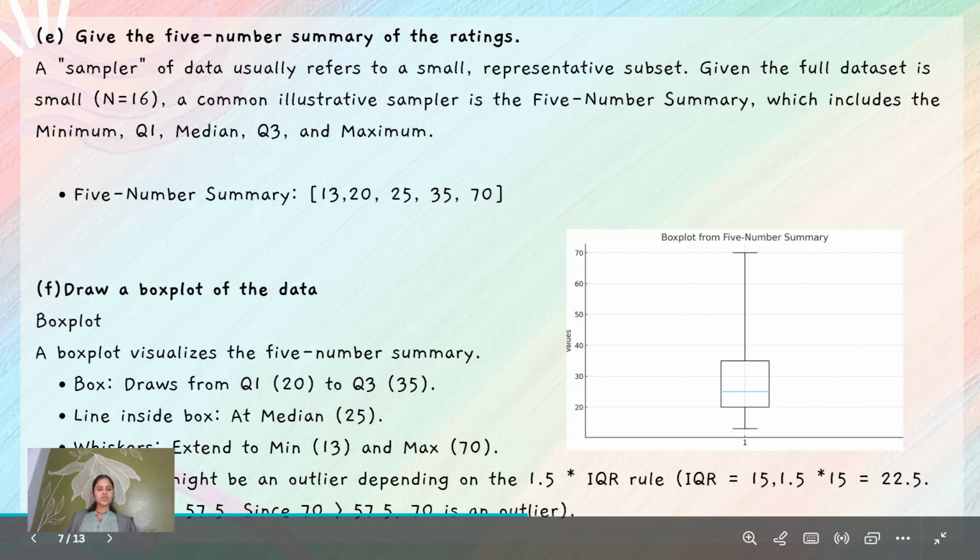This 5-number summary is used in the next question to draw the box plot of the data. As you can see on the screen, the box plot for the 5-number summary for this data set.